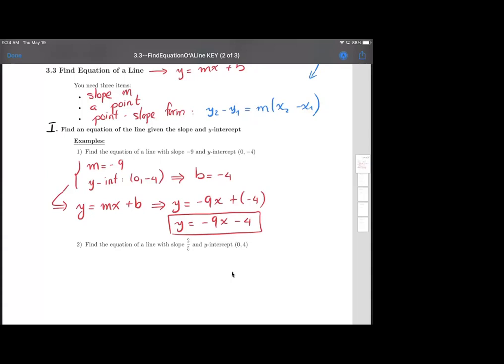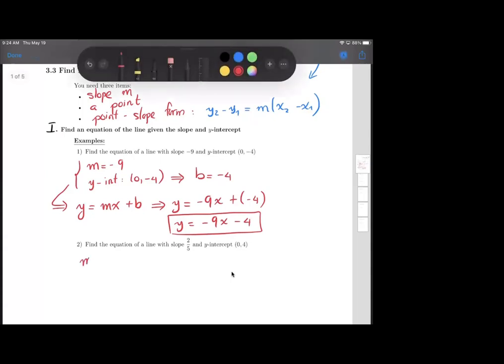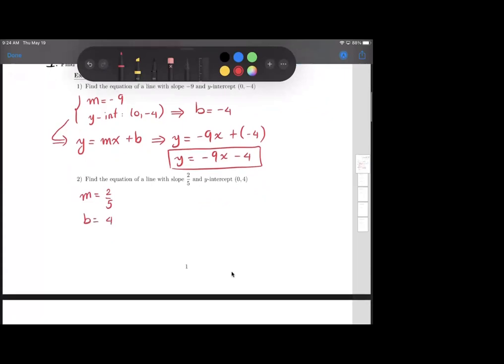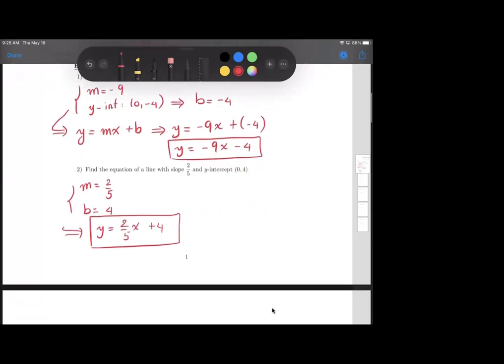So my slope m equal 2/5, and b is 4. Here you can just put in y equal 2/5 x plus 4. This is an easy one. This one is very easy. Don't mess it up on the exam. If you have one, maybe too easy.